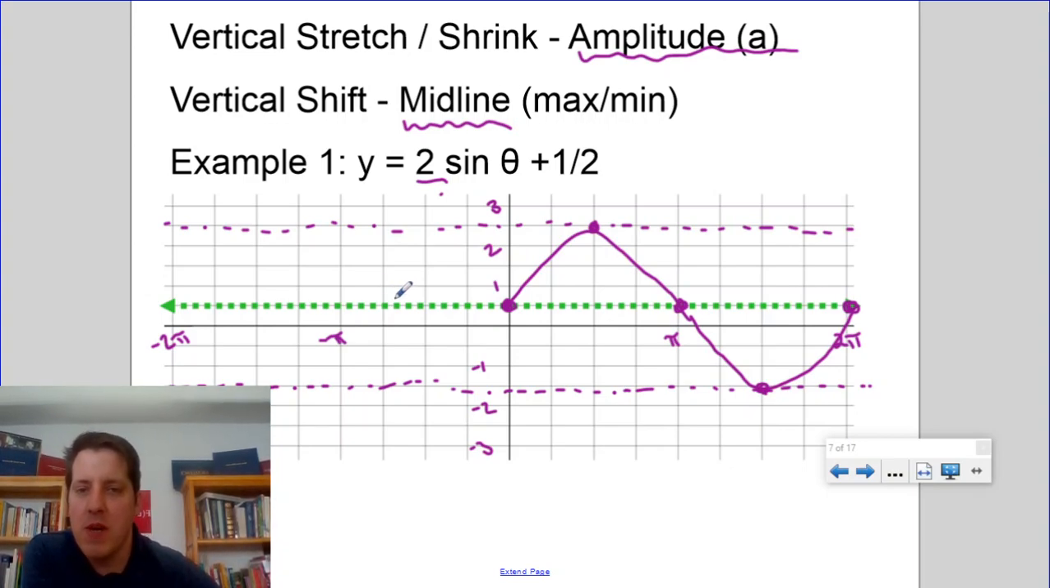We're going to find our midline. We're going to figure out how much higher than that our amplitude will take us, and how much lower than that our amplitude will take us.